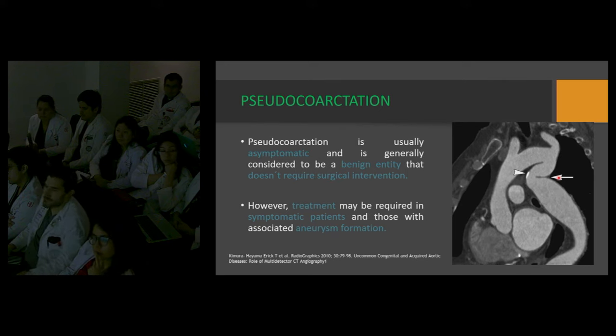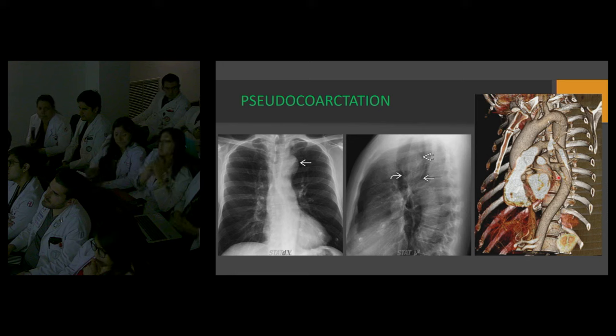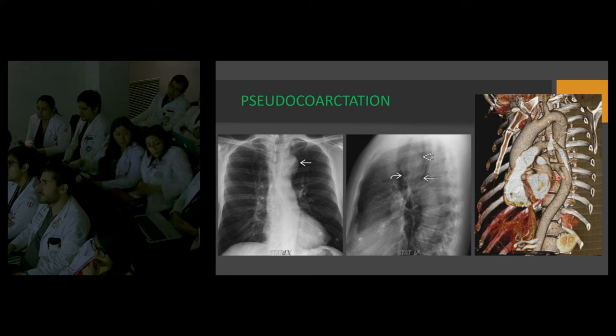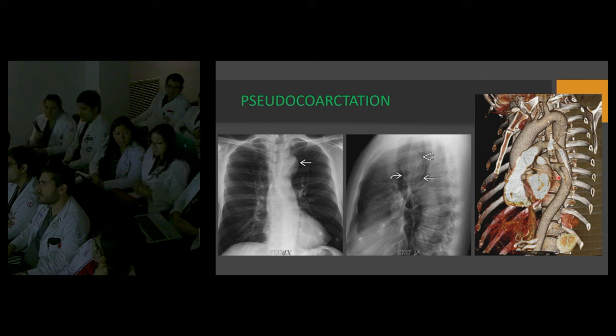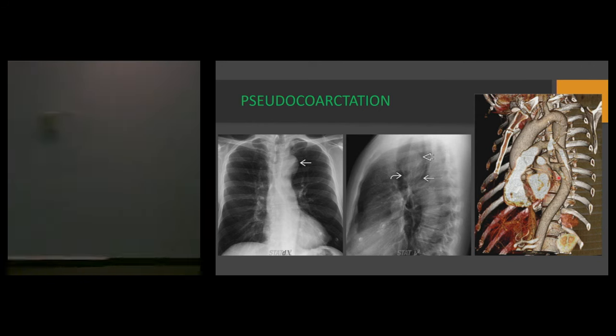Number two, return to the volume rendering. What is lacking here compared to the coarctation? The collateral vessels, collateral circulation. Pseudocoarctation is not going to have collateral circulation. And as was already said, it is usually asymptomatic, mostly an incidental finding, or due to the mass effect of the aorta, but not related to hemodynamics. There are no hemodynamic changes here.